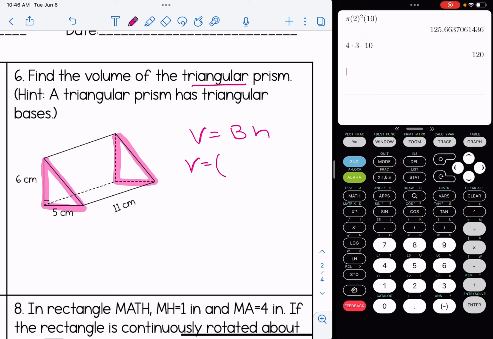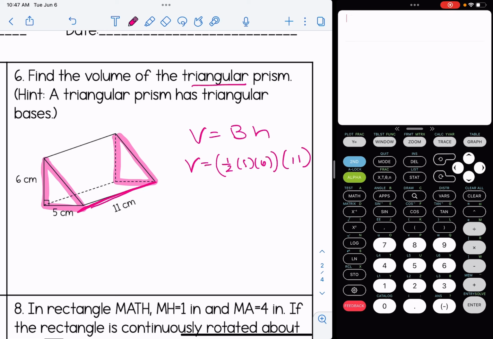So look at that triangle there. So that would be 1/2 of 5 times 6. The height of the whole prism is 11. So when you're looking for H, you're looking from base to base. And you can see here, connecting the bases is 11.